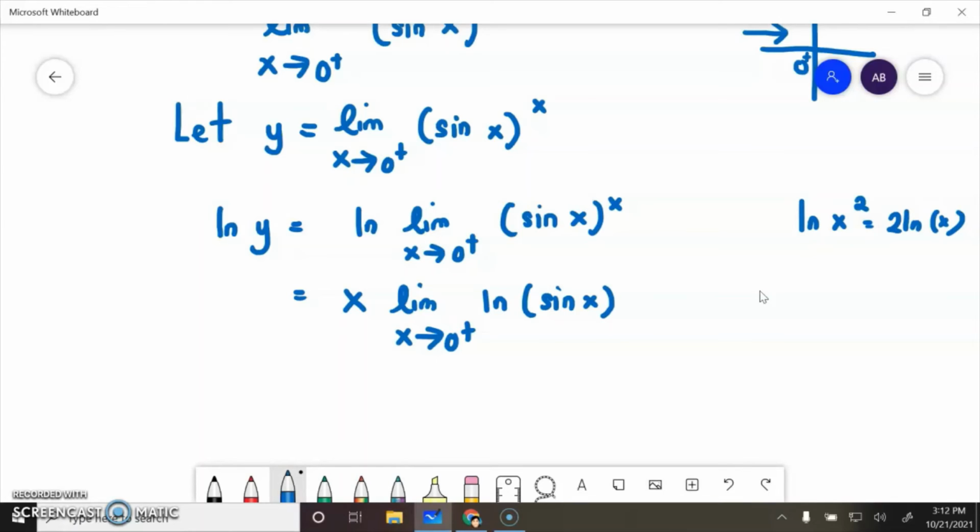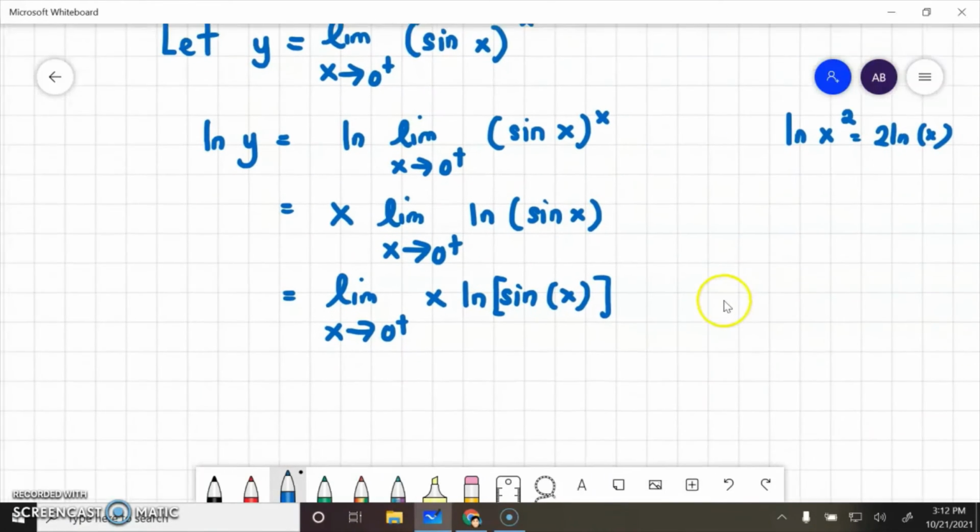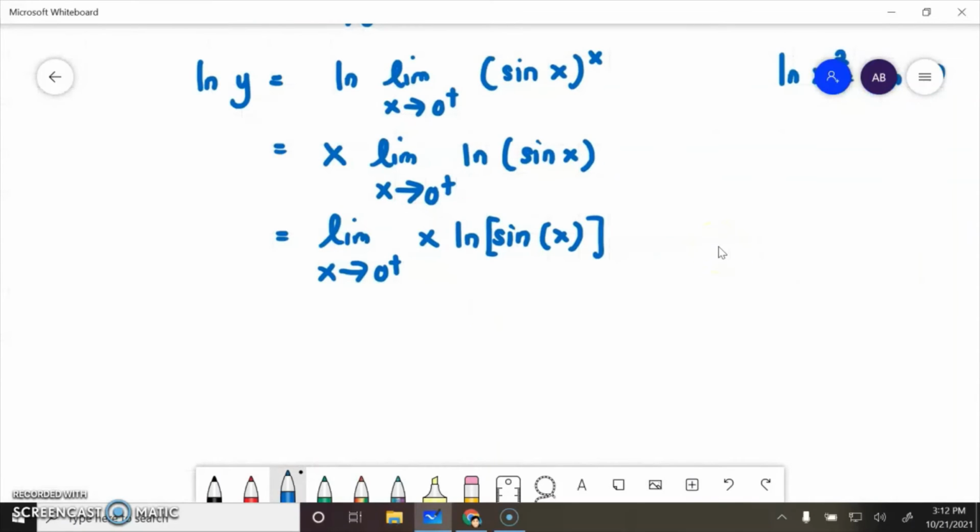Okay, so now let's write the limit all the way to the front. I have x ln sine x. Okay, this is what you have. Now, this is not helping either, because when x is 0 and this is sine 0, it's not giving the solution in the form of a fraction. So you want to write it in the form of a fraction.